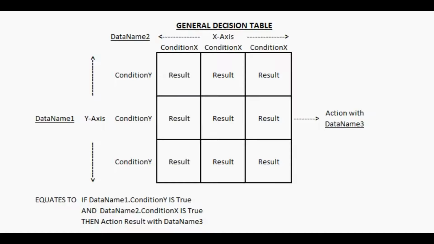This is a general graphic of a decision table used by Enigma. There are 3 user data fields required for each decision table. Dataname 1 will contain the y-axis values. Dataname 2 will contain the x-axis values. Dataname 3 will be actioned by the result of evaluating the x and y-axis values. The value applicable to the action will be found in the intersection of a row and column, in the decision table.